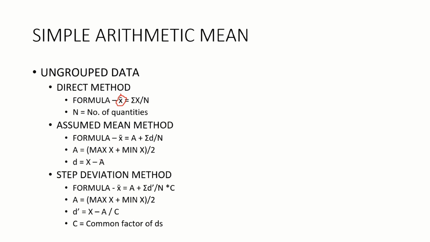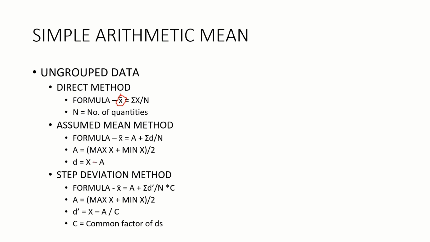Well, what is a deviation? It's just the difference between all the values and the assumed mean. There's a separate deviation for every value. And sometimes this can come out as negative. And then there's the step deviation method.